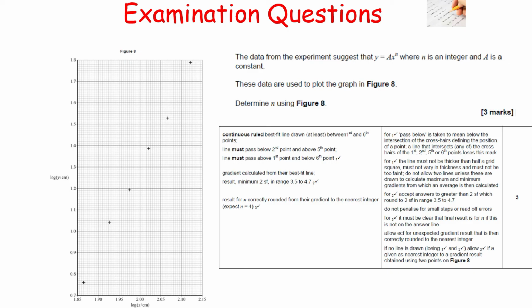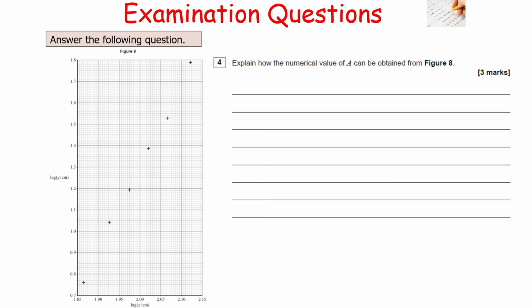So what you've got to do in this question is draw in your correct line of best fit, and you can see on the screen where it tells you to place your correct line of best fit. You're then going to work out your value for n by working out the gradient, and obviously you'll round it to the nearest integer. Why is that? Because it tells you in the question that n is an integer, so therefore you should be getting n is equal to 4. The next question says, explain how the numerical value of a can be obtained from figure 8.